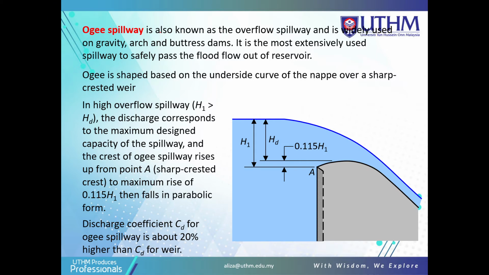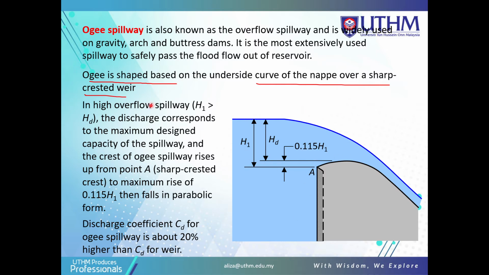The OG spillway is also known as the overflow spillway and is widely used on gravity, arch and buttress dams. It is the most extensively used spillway to safely pass flood flow out of a reservoir. OG is the shape based on the underside curve of the nap over a sharp crested weir, as in that figure.